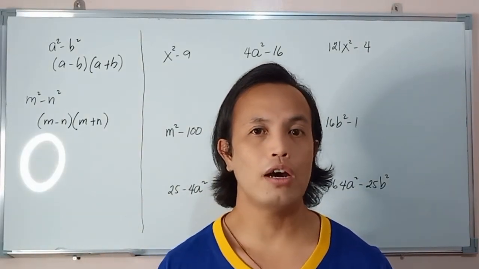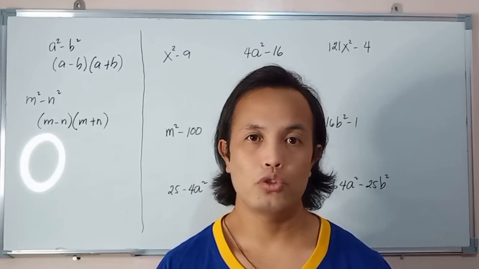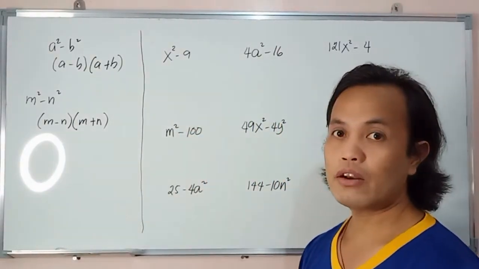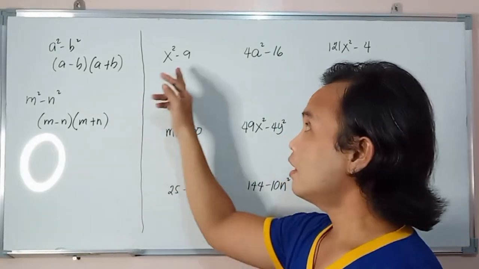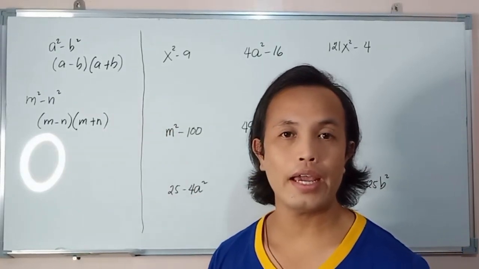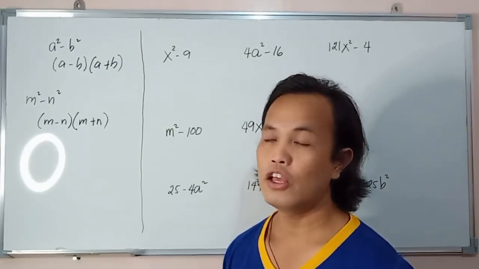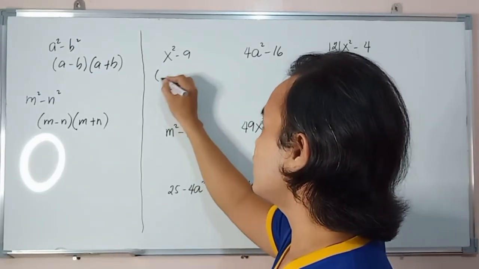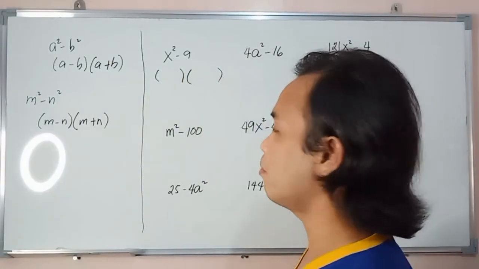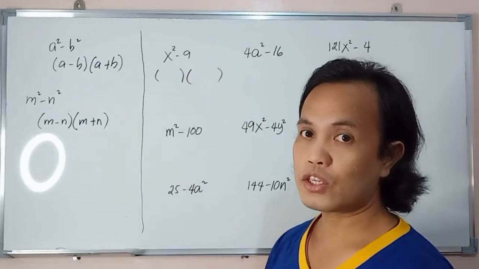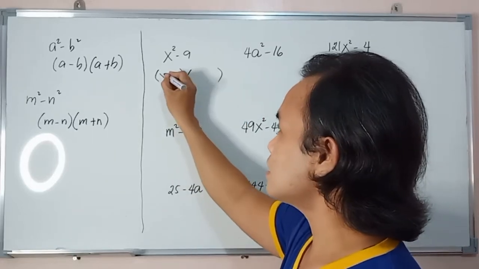So how do we factor out difference of two squares? We have here some examples. x squared minus 9. Again, x squared is a perfect square and 9 is a perfect square, so it would be easy for us to factor out this binomial. We simply write two parentheses to indicate the two binomials. The square root of x squared is x, so we write x and x.